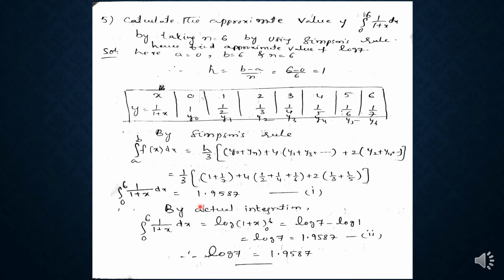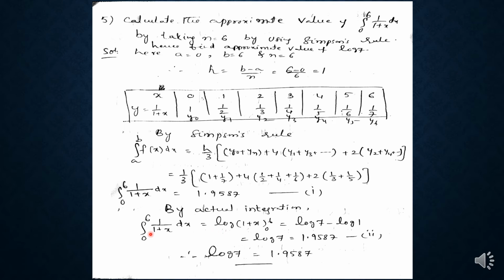By the simplification we will get 1.9587. So that is the integral from 0 to 6 of 1 by 1 plus x dx by using Simpson's rule. To find the approximate value of log 7, now take the actual integration for this integral, the integral from 0 to 6 of 1 by 1 plus x dx.